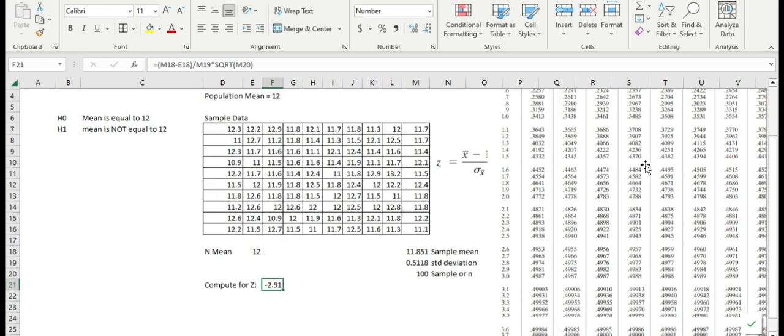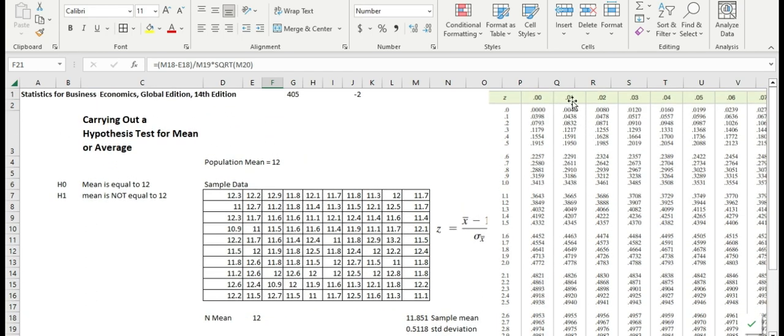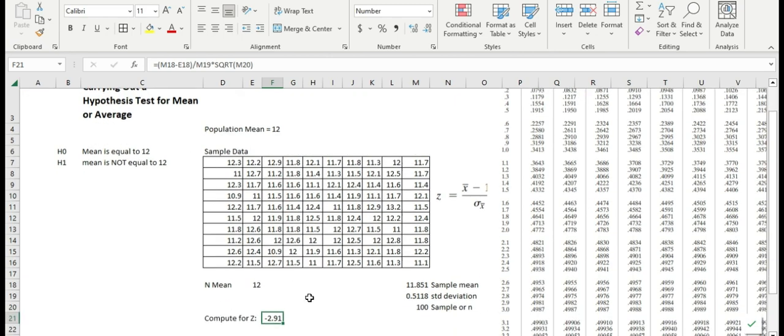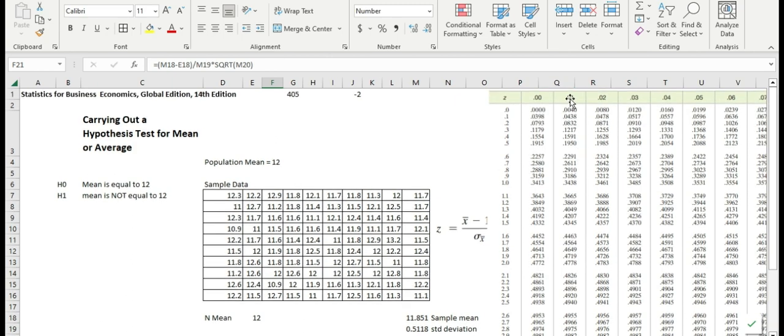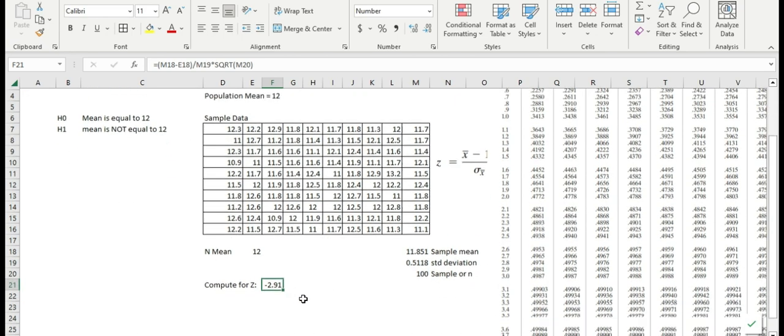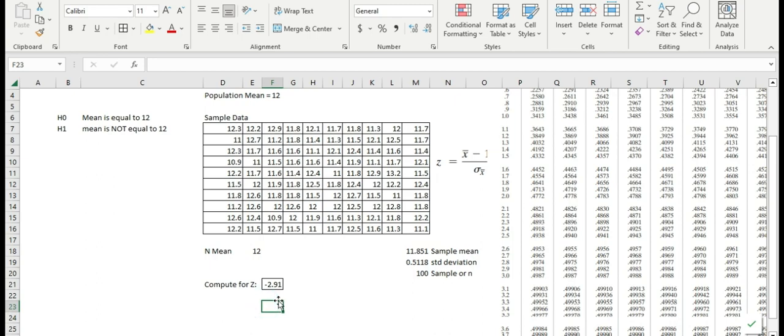So we'll look up 2.91. So one here, this is the second decimal. 2.91, second decimal, and then this one, 0.482. So the z table value is equal to 0.4982.